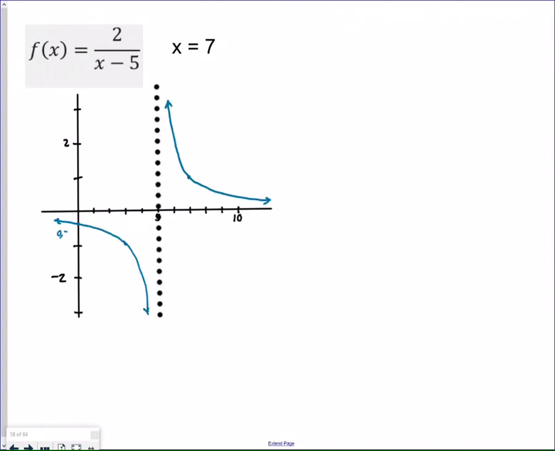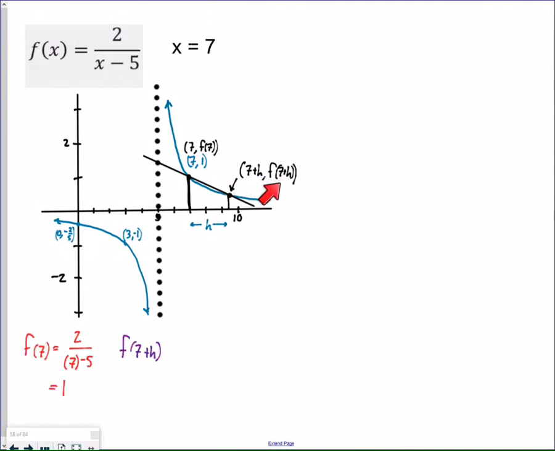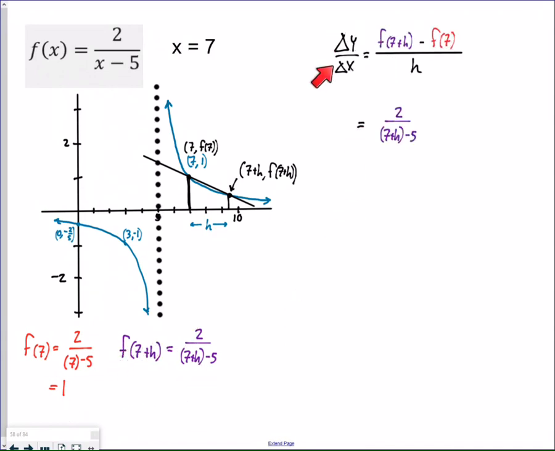The first is to make a graph, and on that graph, try to represent the problem. So we're starting at x equals 7, and then we pick some arbitrary h units away, and that gives us 7 and f of 7, and it also gives us 7 plus h, comma, f of 7 plus h. So we can calculate f of 7 here, and we calculate f of 7 plus h here, and then all we have to do, we start by writing this formula always, f of 7 plus h minus f of 7 all over h. F of 7 plus h we said down here, and f of 7 we said is 1.